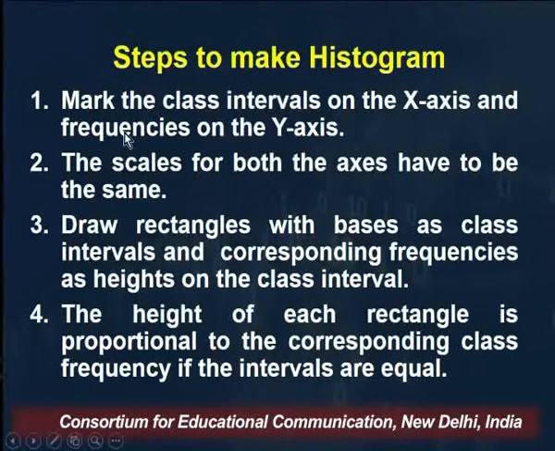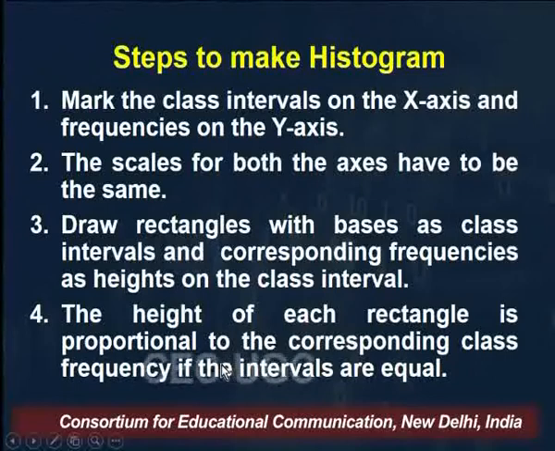So how do I go on to make the histogram? First I will mark the class intervals on the capital X axis and the frequencies which we have found on the capital Y axis. Then we must ensure that the scales for both the axes are the same. Then we will draw rectangles with bases as class intervals and corresponding frequencies as heights. The height of each rectangle is proportional to the corresponding class frequency if the intervals are equal.